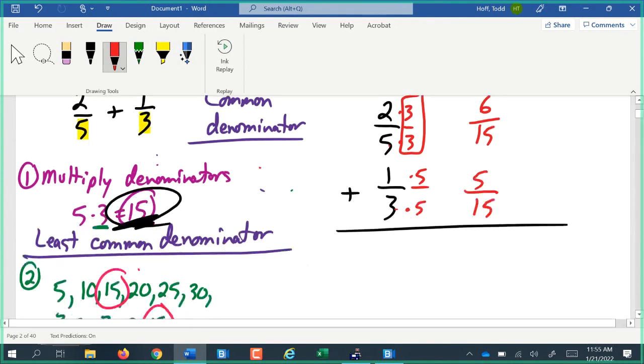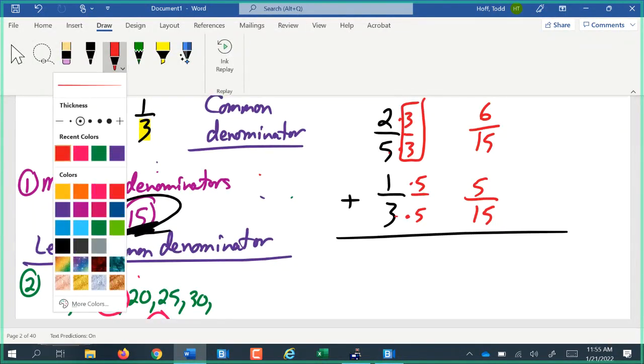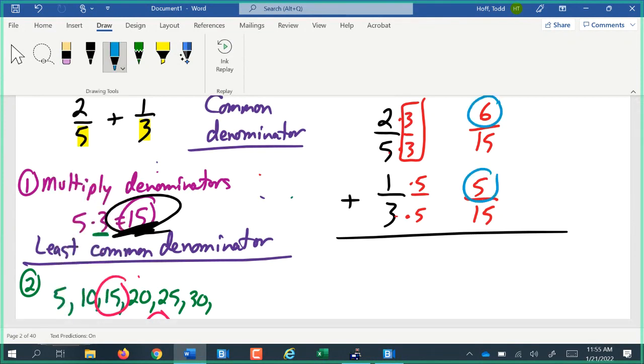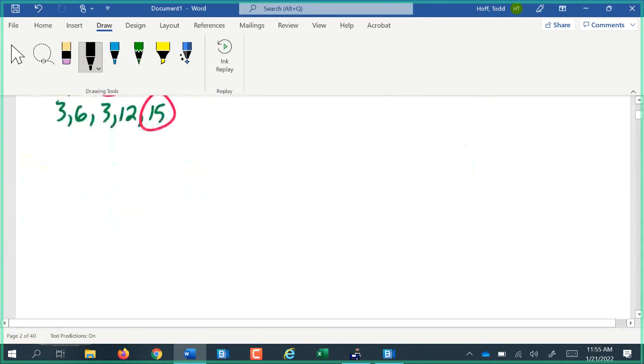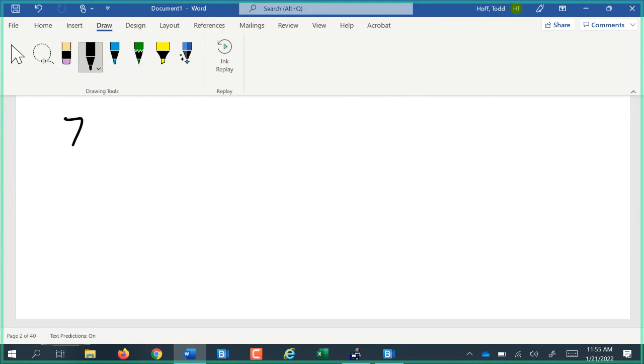Now that they have the common denominator, I can just go ahead and add. Remember, we combine the counts: we add the numerators, 6 and 5 make 11, and we keep the common denominator, the 15. Now, I'm not going to do any more examples with simple fractions. Let's jump up to mixed numbers. We might have something like 7 and 1/6 plus 4 and 3/4.